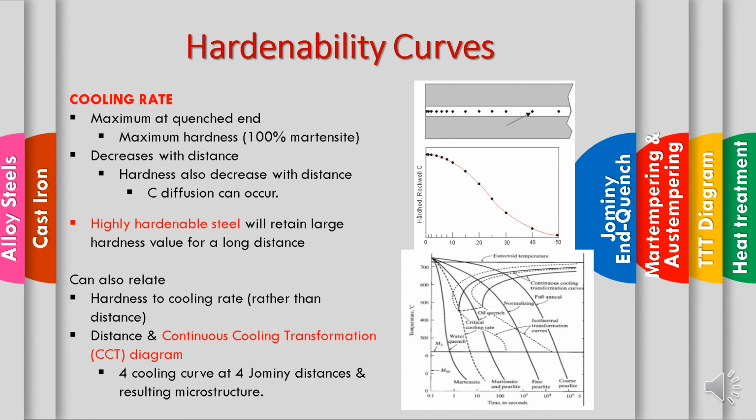Here we have the graph of hardness versus distance. Also, we can produce hardness versus cooling rate, the time. And also distance and the continuous cooling transformation, or CCT diagram. In this case, we do not discuss the CCT diagram much. And also the cooling curve for the Jominy distance and resulting microstructure. So we can see the cooling curve produced at a certain distance.